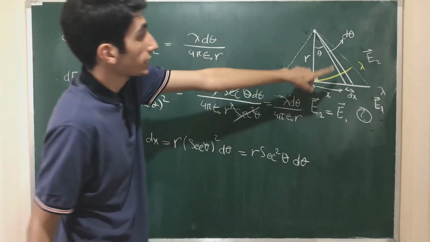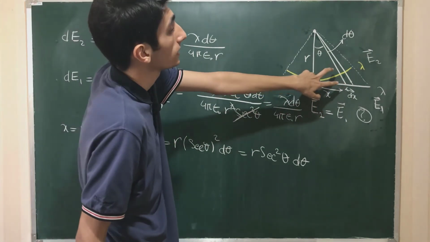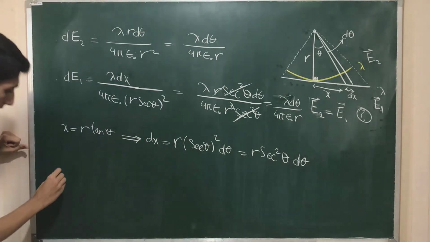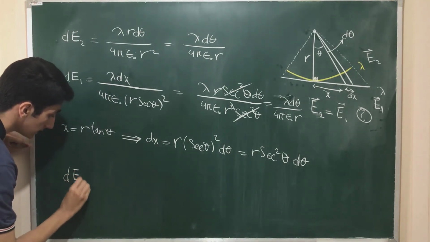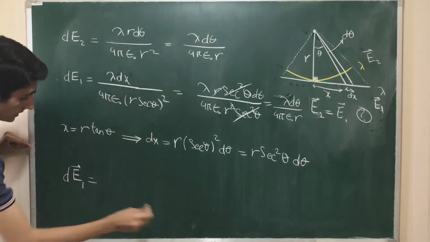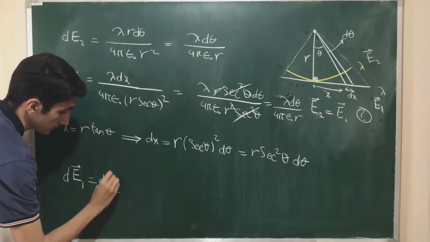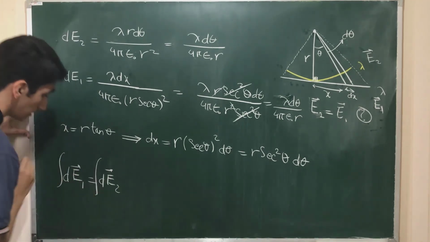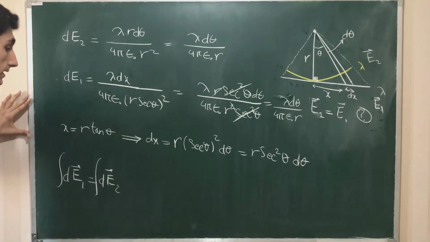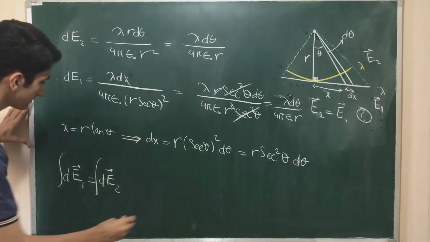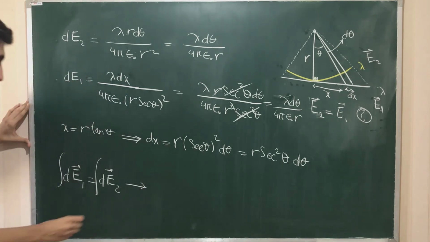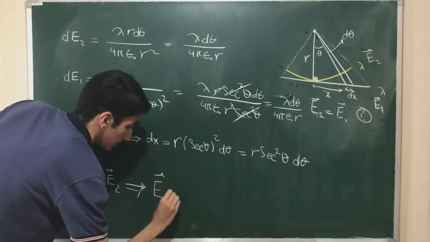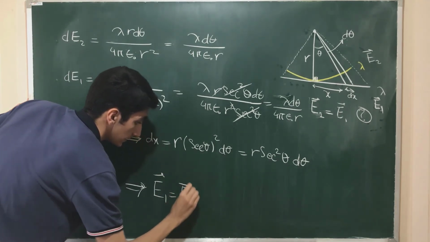And it's obvious from the shape that the direction of the electric field which these two create at this point is also the same. So I can write that dE1 is equal to dE2. If I add up all dE1s and all dE2s, by the definition of integration, what I would get is that E1 is equal to E2.